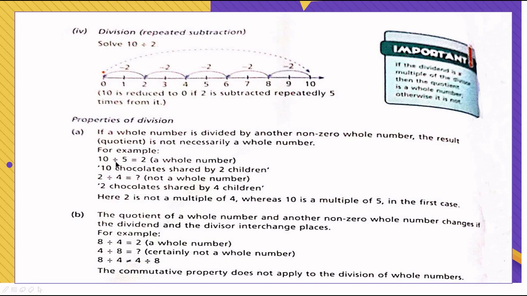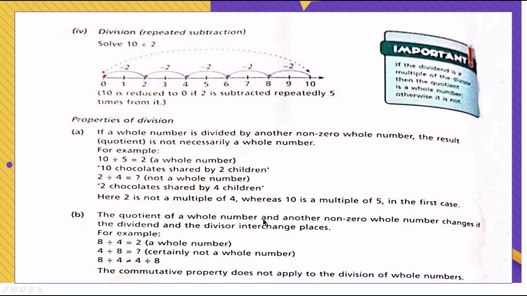For example, 10 divided by 5 is equal to 2, which is a whole number. But 2 divided by 4, the result will not be a whole number. This is 1 by 2, and 1 by 2 is not a whole number. This is a rational number. Therefore, it is not necessary in division that the result will be a whole number. Here 2 is not a multiple of 4, whereas 10 is a multiple of 5. This is the first case.